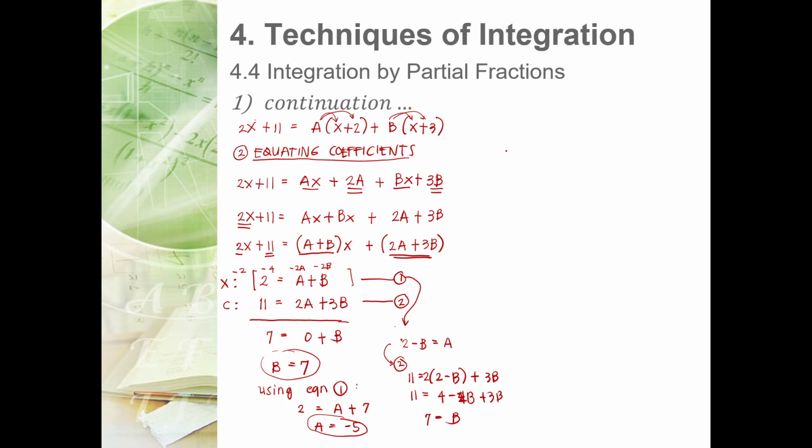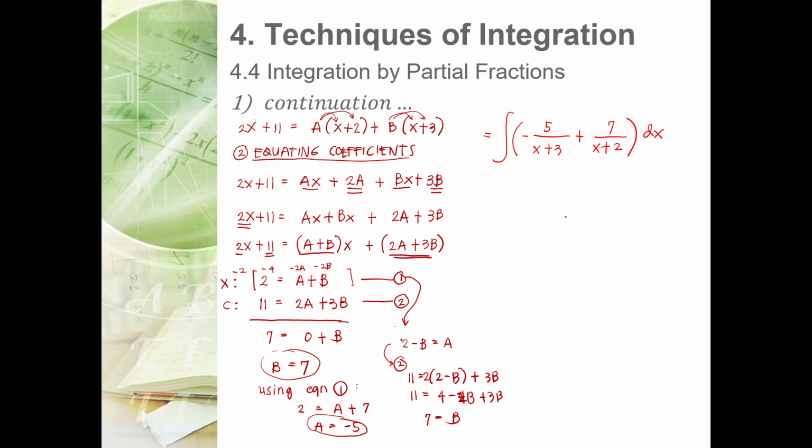Okay, so let's try to solve the equation. So number 1 pa, no? Taas na kayo. So the equation earlier becomes in this term here. So we have negative 5 over x plus 3, plus 7 over x plus 2 dx.